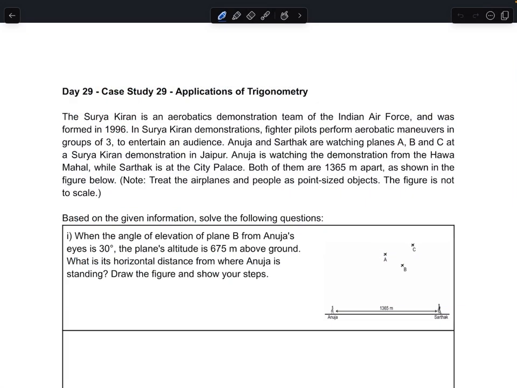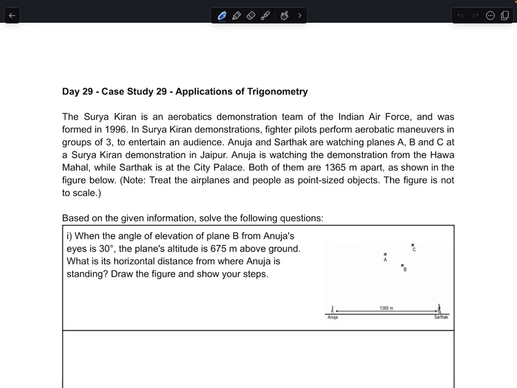The question goes like this. The Surya Kiran is an aerobatics demonstration team of the Indian Air Force and was formed in 1996. In Surya Kiran demonstrations, fighter pilots perform aerobatic maneuvers in groups of 3 to entertain an audience.